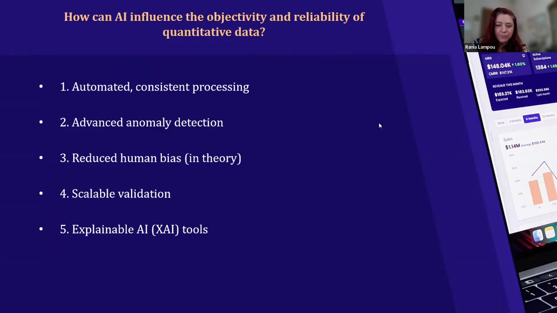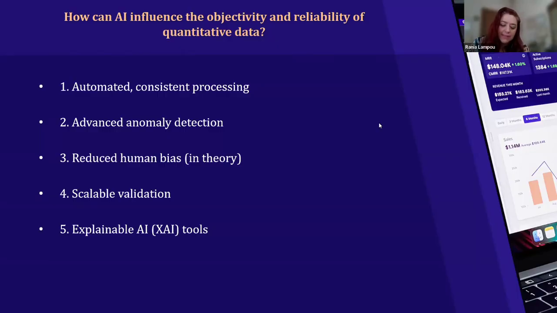And in what ways does AI influence the objectivity and reliability of quantitative data? In both positive and negative ways, we could say. Of course, through automated consistent processing, AI applies the same rules across all data, so there is no human tiredness or bias or inconsistencies. What is the impact? This improves reliability by reducing variability in data cleaning, encoding, or classification.